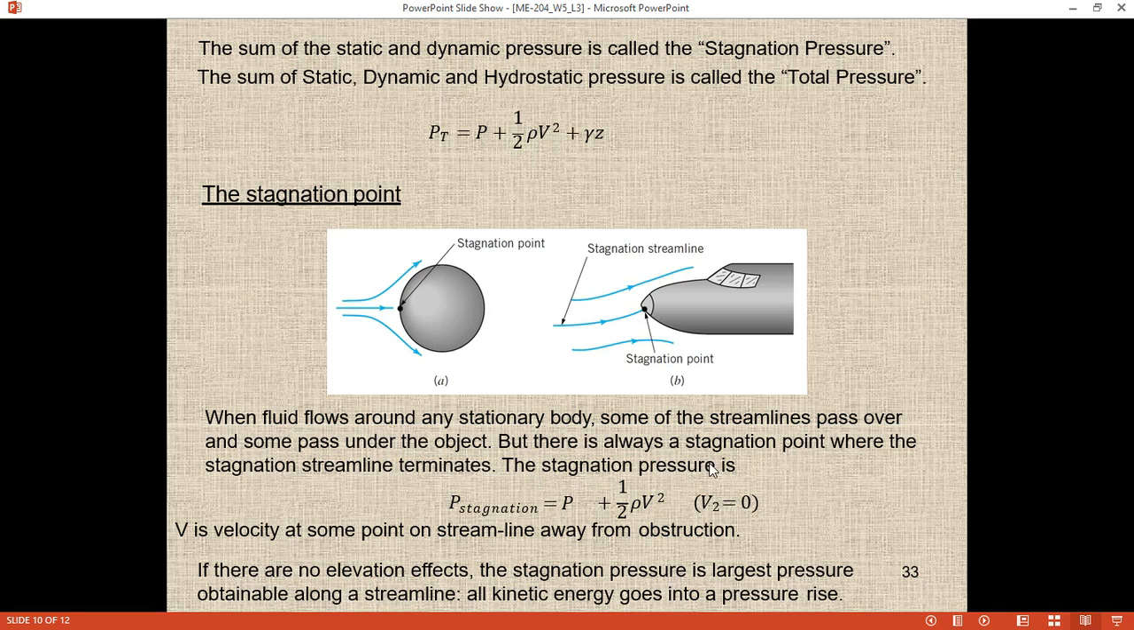The stagnation pressure, P stagnation, is equal to P, the static pressure, plus half rho V square, where V2 equals 0. This is the condition for the stagnation pressure. At the stagnation point the velocity is 0. So V is the velocity at some point on a streamline away from the obstruction, somewhere here. If there is no elevation effect, the stagnation pressure is the largest pressure obtained along the streamline. All kinetic energy goes into a pressure rise.